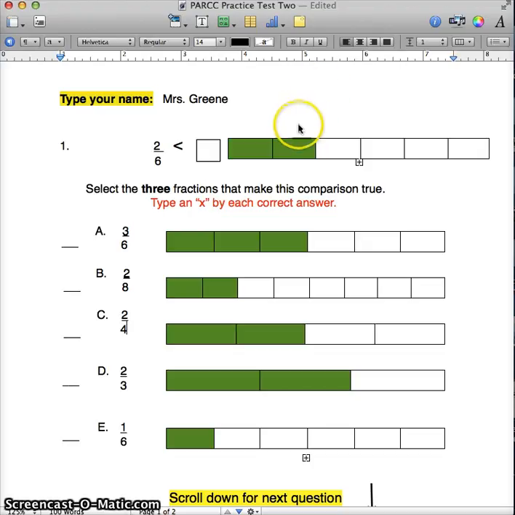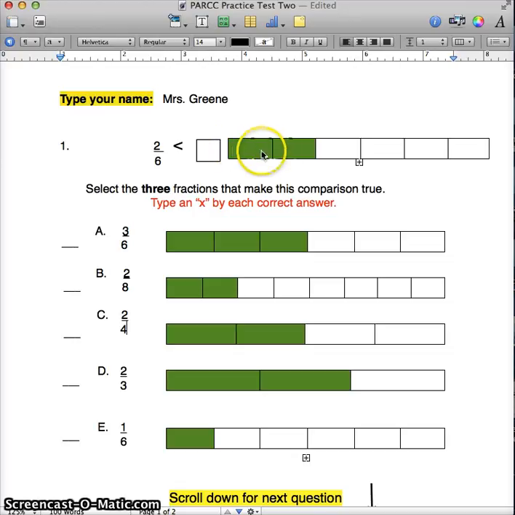So just make sure if you're going to draw pictures to help you with this that you draw a bar that you're going to divide up. Make sure your bars are all the same size so that when you're comparing the fractions, you can compare them correctly. So the problem is telling you 2/6 is less than what? So you need to find 3 fractions that are greater than 2 parts of 6.